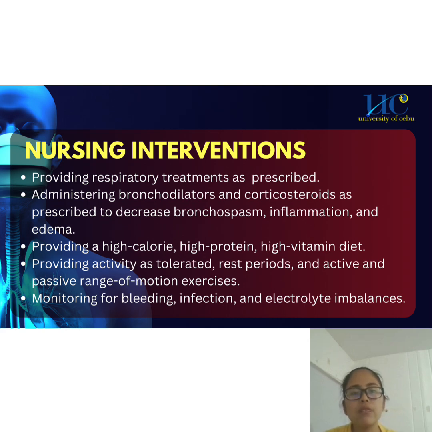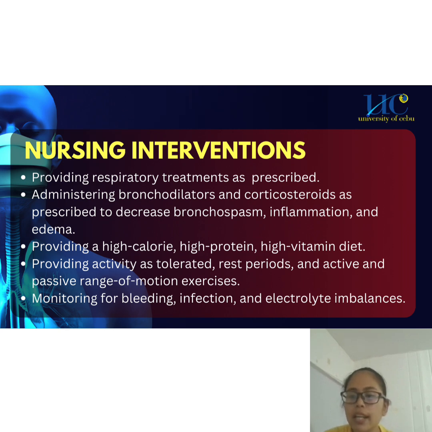Next, we have providing respiratory treatments as prescribed. These could include nebulizer therapy with medications like albuterol to open airways, and chest physiotherapy to loosen and mobilize secretions. Also, we have administering bronchodilators and corticosteroids as prescribed to decrease bronchospasm, inflammation, and edema. Bronchodilators relax and open airways, while corticosteroids reduce inflammation and swelling in the airways.